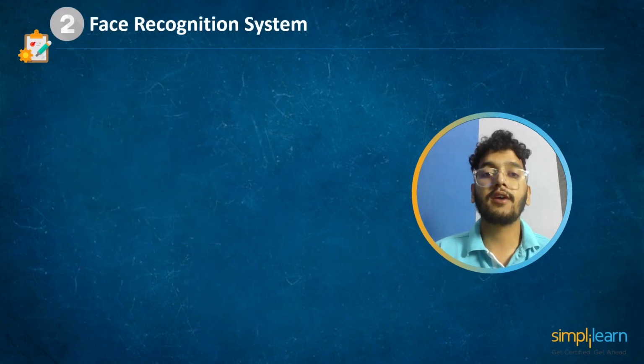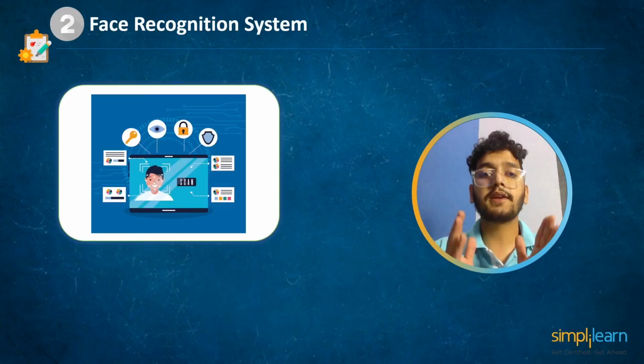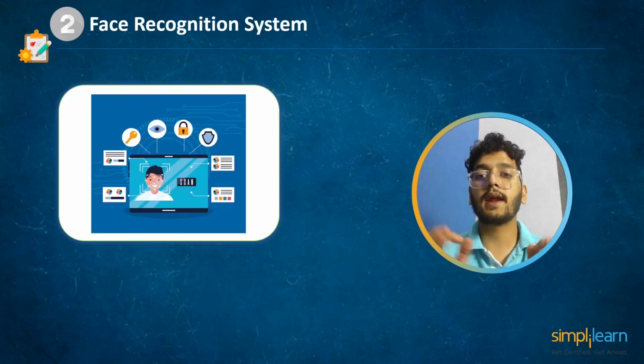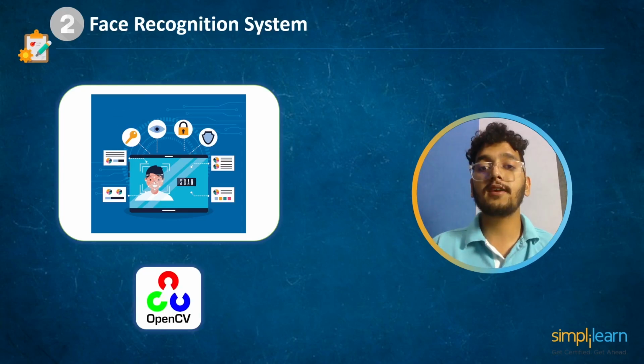At number 2, we have face recognition system. Currently, technology absolutely amazes people with incredible inventions that make life easier and more comfortable. Face recognition has shown to be the least intrusive and fastest form of biometric verification over time. This project will use OpenCV and face recognition libraries to create a face detection system.